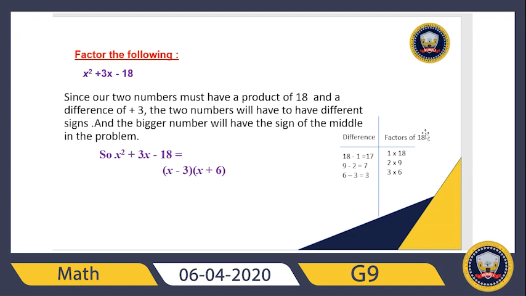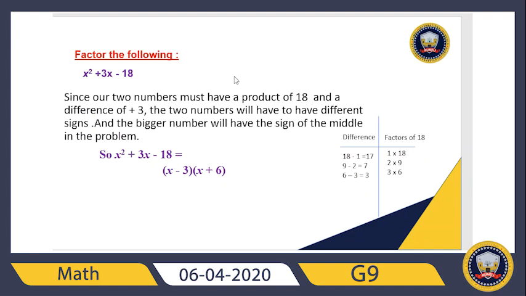Starting from 1 times 18, 2 times 9, 3 times 6. Is there any other two factors that if you multiply them together, the answer is 18? I don't believe so. Okay, these are all the factors of 18. يبقى in one column of my table which I drew, I will write down all the factors of 18.